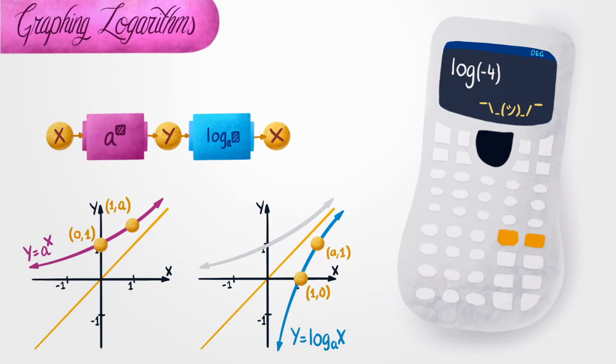So I've just randomly picked to type in the log base 10 of negative 4, and as you can see, the calculator has no idea what the answer is. That's because the log base 10 of negative 4 is just not a real number.